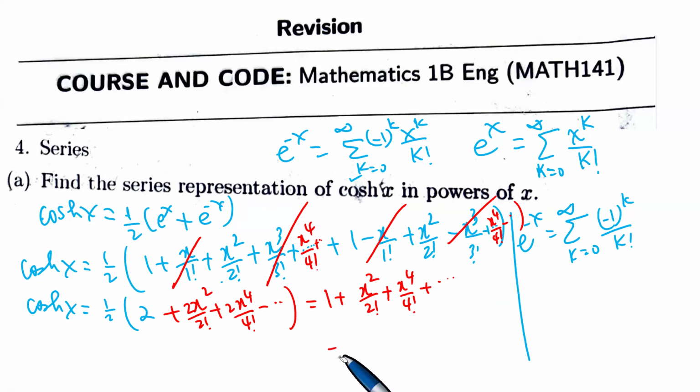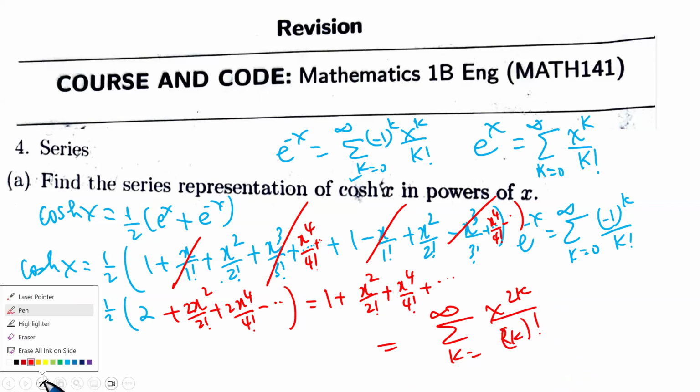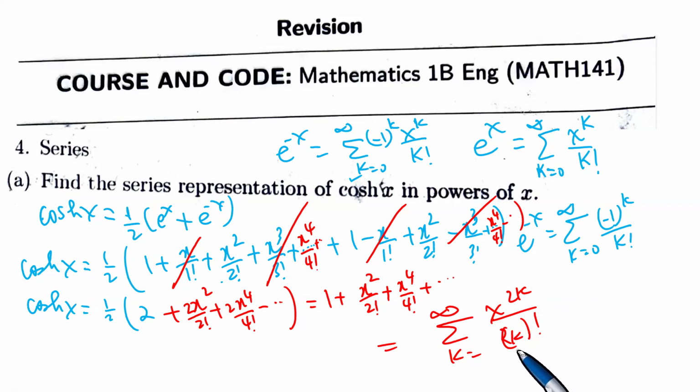We did, but I'm just playing around with it. The cosh. And then this one will be k, because it's 2, 2, 2, these things. So you can write it like 2k, and then you divide by 2k factorial. Why do you divide by 2k factorial? Because the 2k is here.